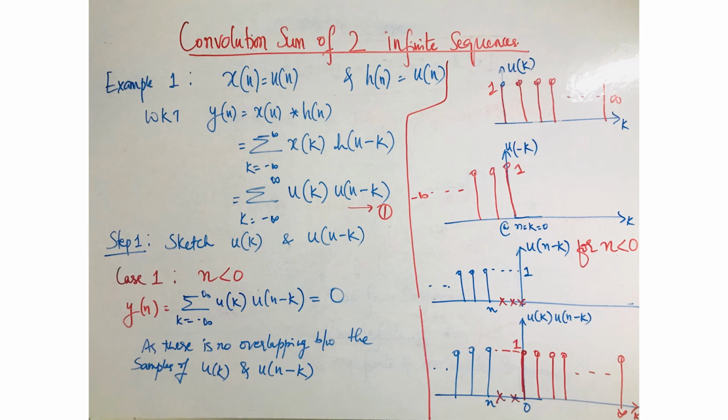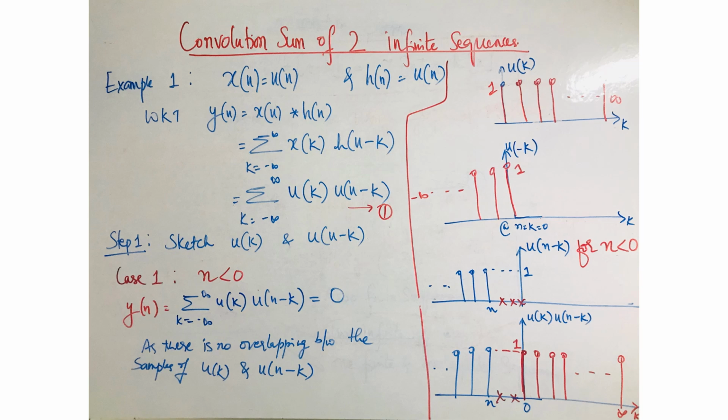Now, to get u of n minus k, we need to shift u of minus k either towards left or right depending on the value of n. Let us take the first case as n less than 0. When n is less than 0, we need to shift u of minus k towards left by n units. Once it's done, we need to multiply u of k with u of n minus k to get the convolution sum y of n. For simplicity, I have drawn both u of k and u of n minus k on the same graph.